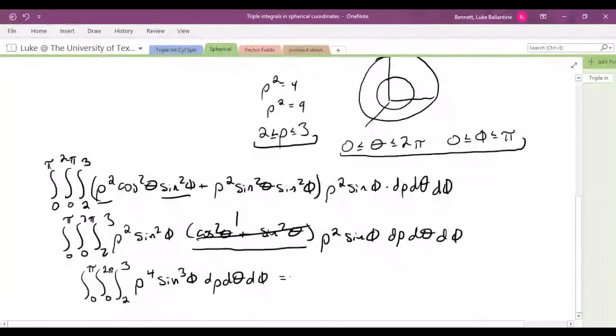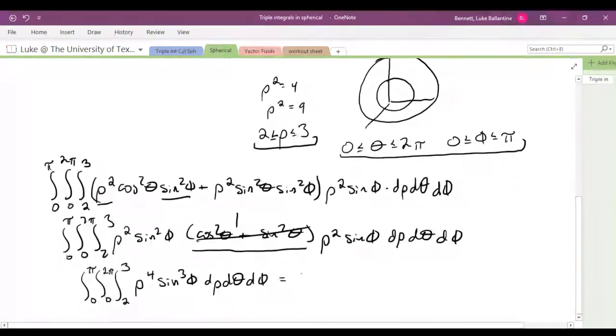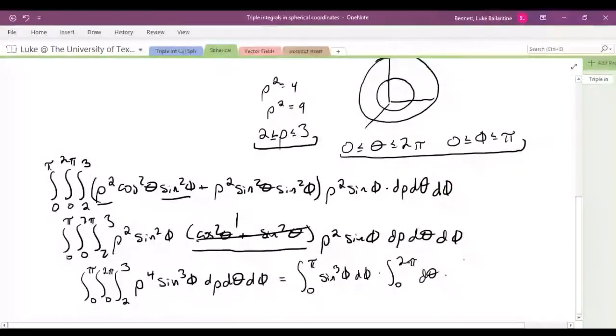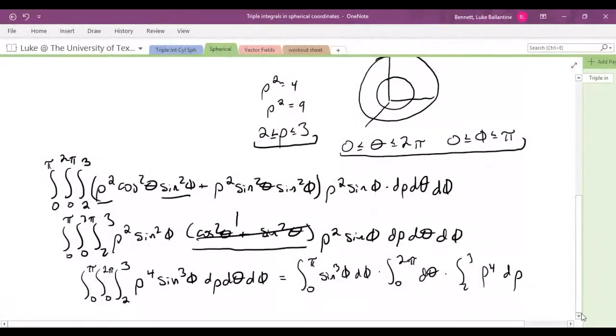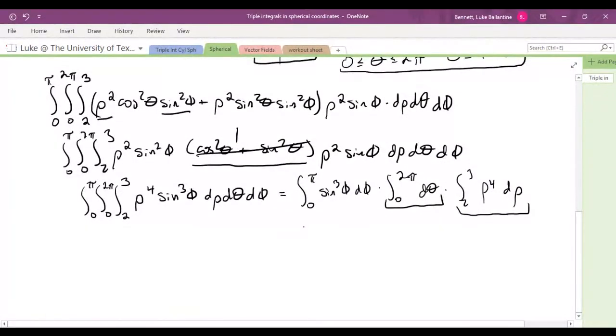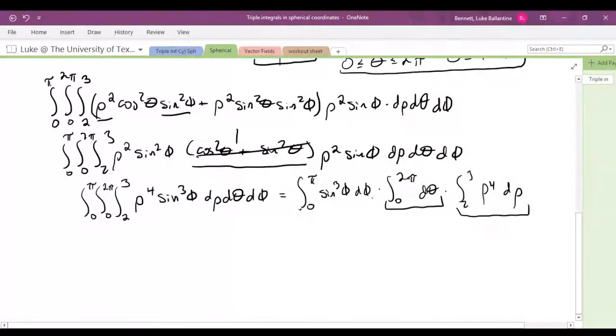Okay, so we can separate this into 3 integrals. We have the integral from 0 to pi of sine cubed phi d phi, times the integral from 0 to 2 pi of d theta, times the integral from 2 to 3 of rho to the 4th d rho. Okay, well this middle one, that's just 2 pi. This one is going to be rho to the 5th over 5. But how do we integrate sine cubed?